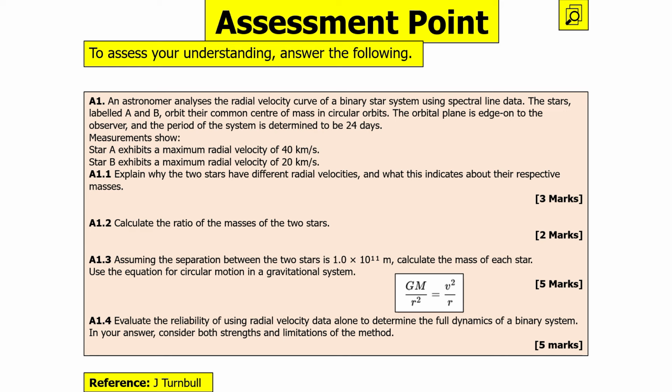Calculate the ratio of masses of the two stars. Assuming the separation between the two stars is 1 times 10 to the 11 meters, calculate the mass of each star. Then evaluate the reliability of the radial velocity data to determine the full dynamics of the binary star system. In your answer, consider both strengths and limitations of the method. So pause the video now, then unpause the video when you want to go through your answer.